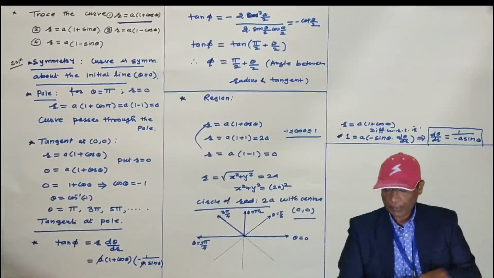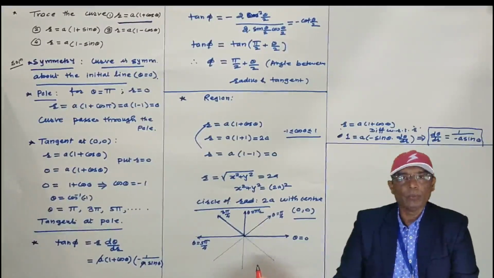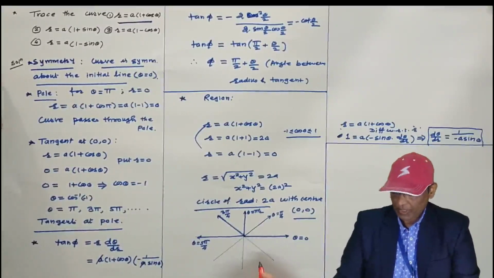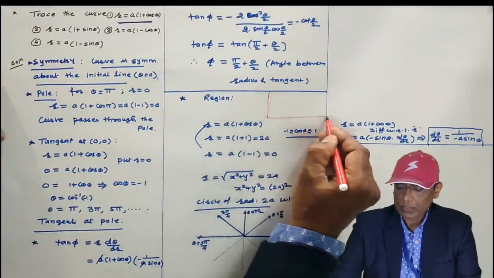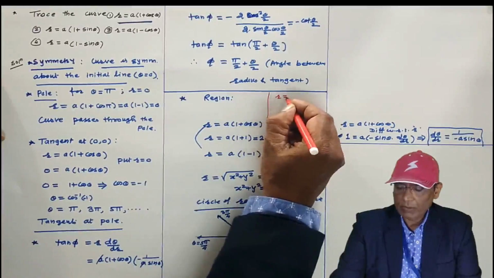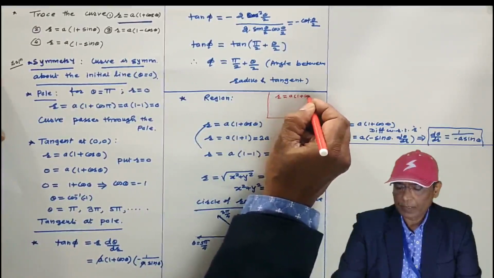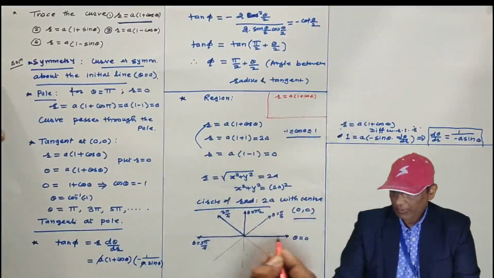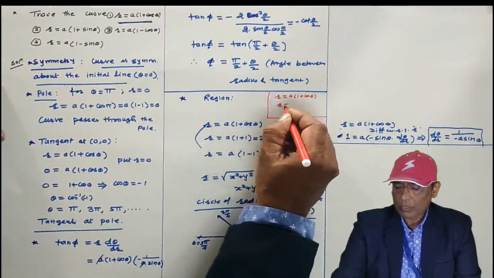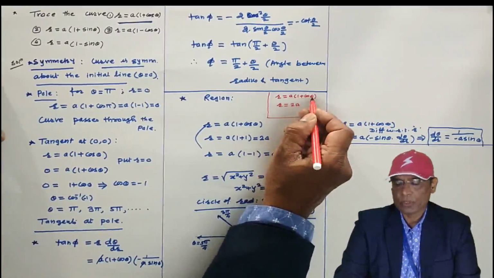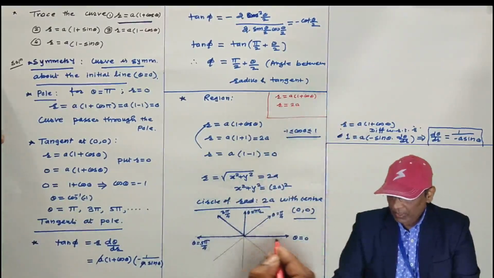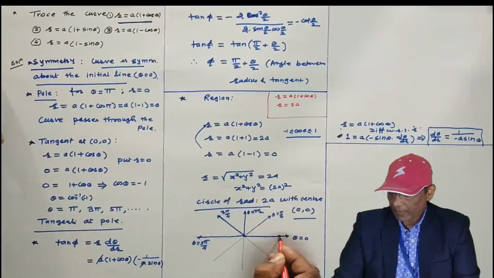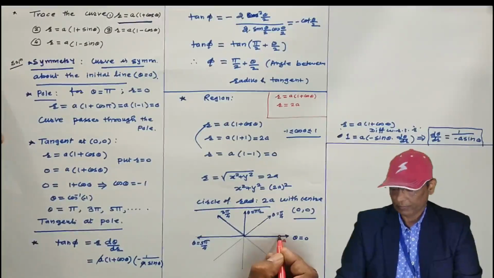Now, I am taking the help of a few points. See, for r equal to a(1 plus cos theta), for theta equal to 0, r is what? 2a. Put theta equal to 0, cos 0 is 1, 1 plus 1 is 2, and r is equal to 2a. For theta equal to 0, r is 2a. Means this point we have obtained.